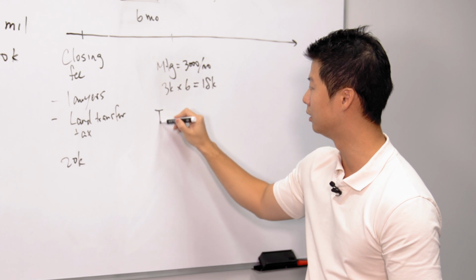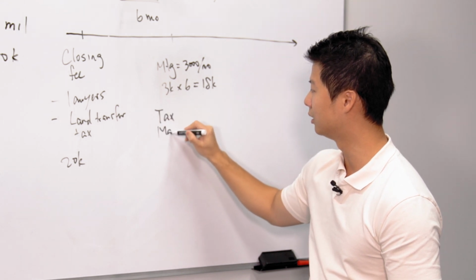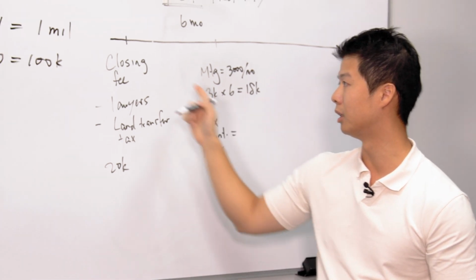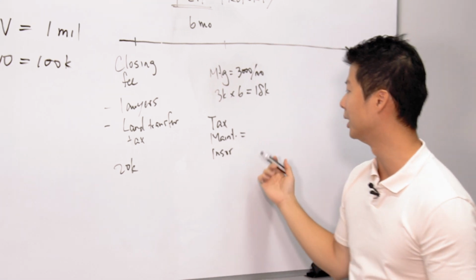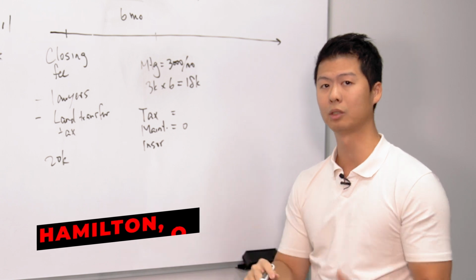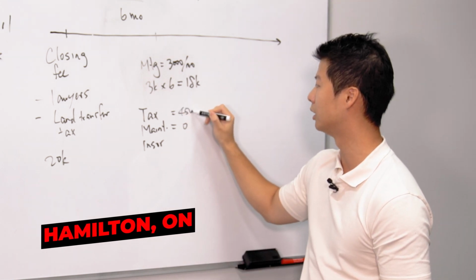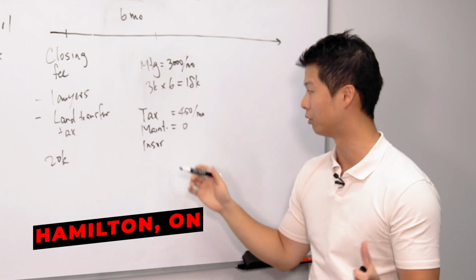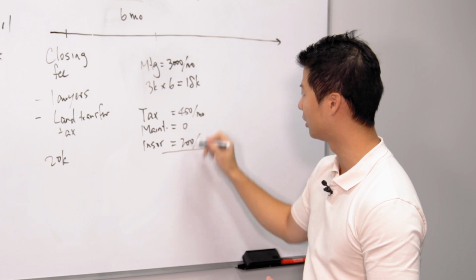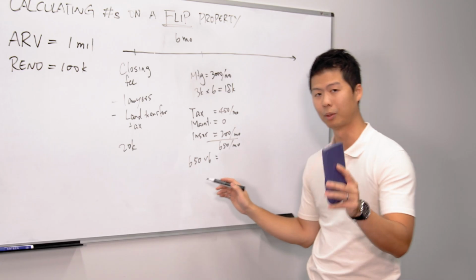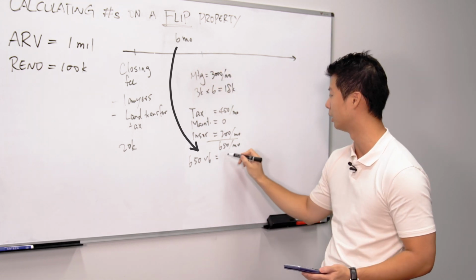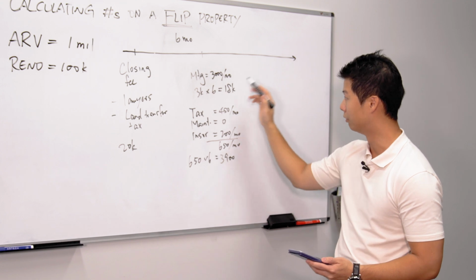So that's one, and then tax, maintenance, insurance. In this case, you're going to be budgeting everything in renovation. So there's no tenants, there's no maintenance fee, so you can assume this to be zero. Tax, depending on where you are, in Hamilton, Ontario, we typically budget $450 per month. Insurance, we do $200 per month. So this adds up to be $650 per month. And by the way, you still need to times that $650 per month by 6 months for the entire carrying cost, and that's going to add up to be $3,900 for the entire project.